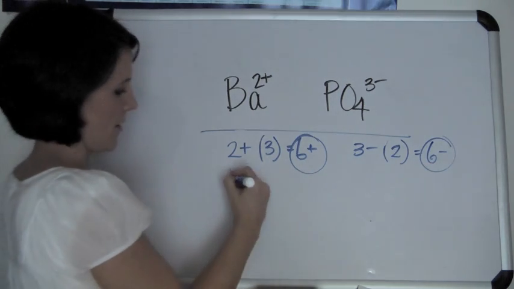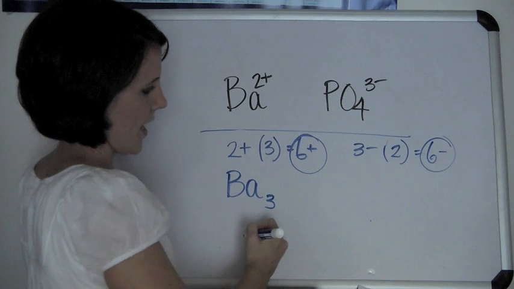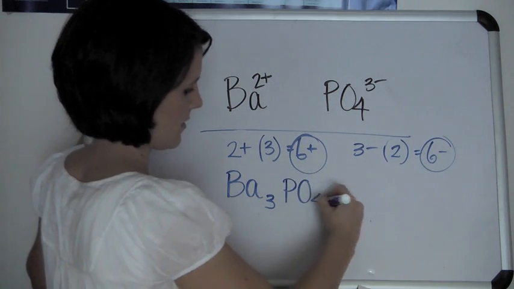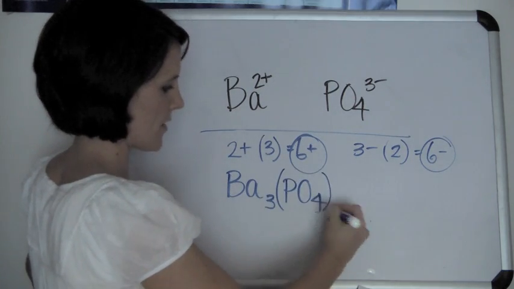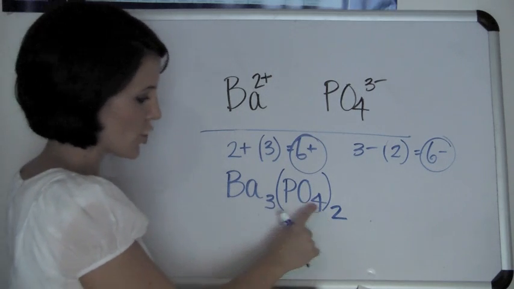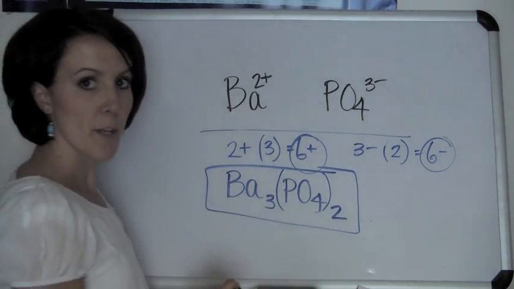So let's write the formula. I'm going to have 3 barium, and I'm going to have 2 phosphate. How do I write 2 of these? Again, I write my parentheses, and I put a 2 down there. That represents 2 phosphates. This right here is my chemical formula.